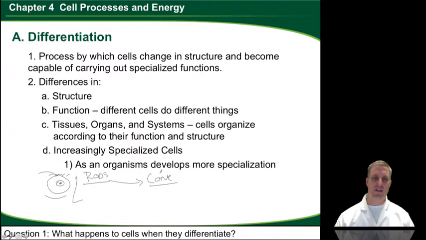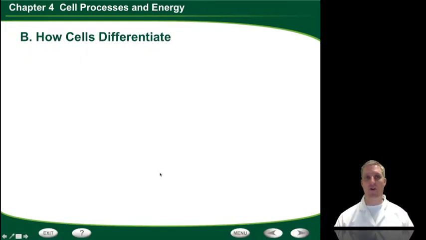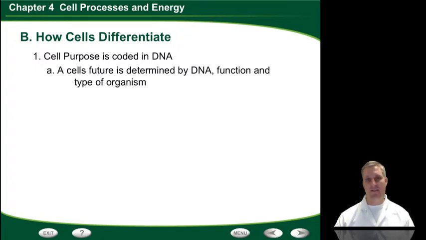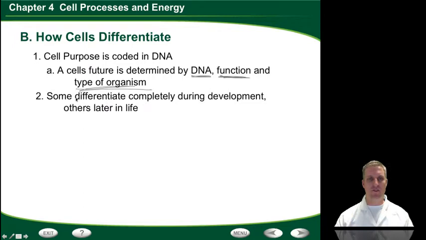Okay, and so that's a fabulous way to think about differentiation. Now, how do cells differentiate? The reason why they differentiate is really broken down into three things. It's been determined. It's found in the DNA. The future of each cell is really determined by the DNA, that deoxyribonucleic acid that has the blueprints for the cell. It's determined by the function that is necessary, and it's determined by the type of organism. So what a cell becomes is going to be a factor of those three things.